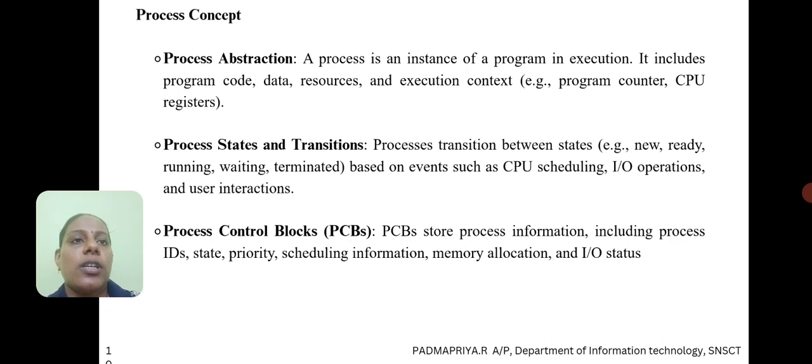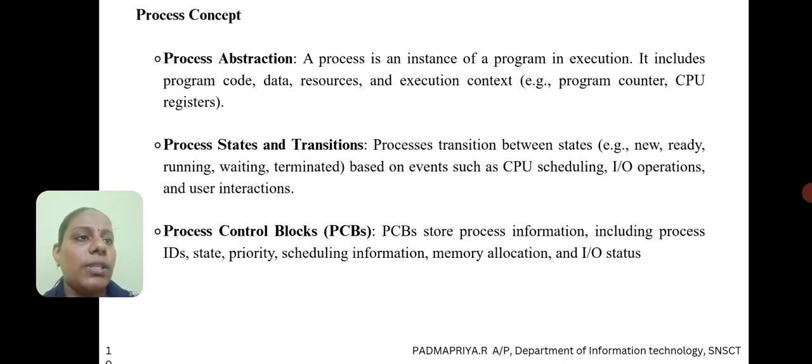What is process abstraction? A process is an instance of a program in execution. It includes program code, data, resources, and execution context. Execution context means program counter and CPU registers. Example.